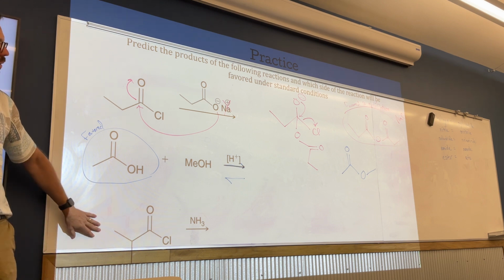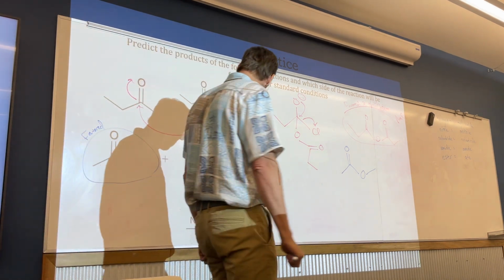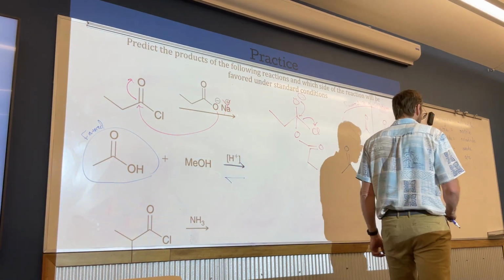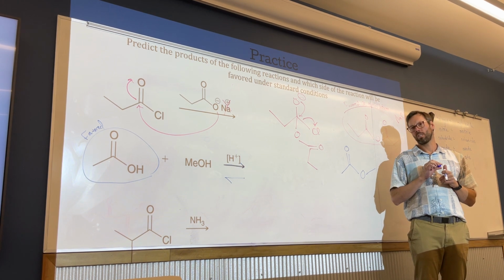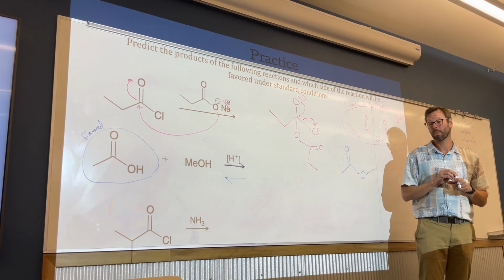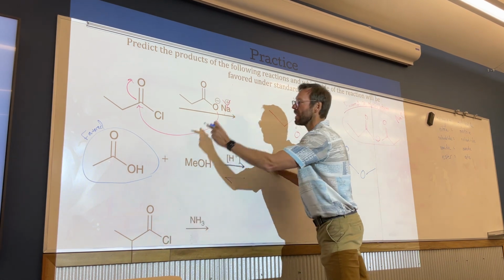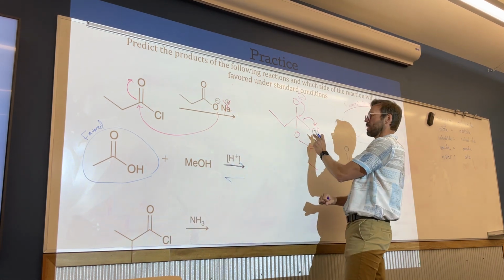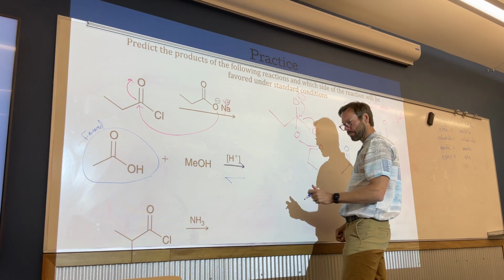And then this last one, we have another chloride, an acyl chloride, and we're putting it with ammonia. So we're going to make an amide. We're going to end up taking off this. We'll have an intermediate, similar to this, where the chlorine is still on there. The nitrogen. So let's see here.